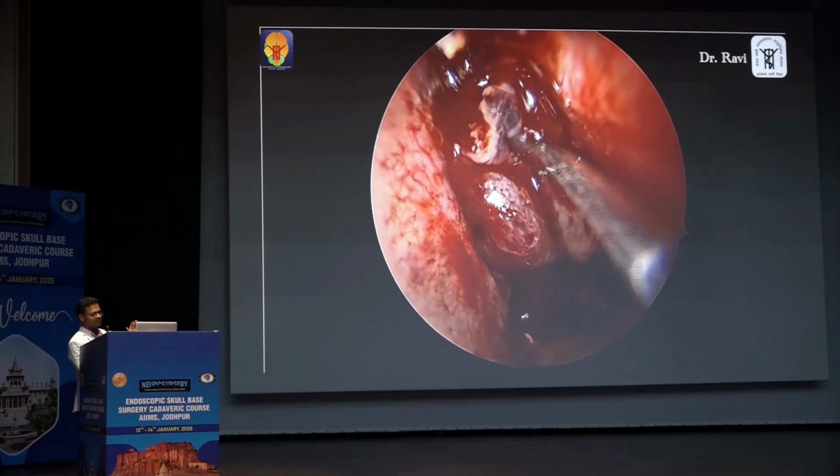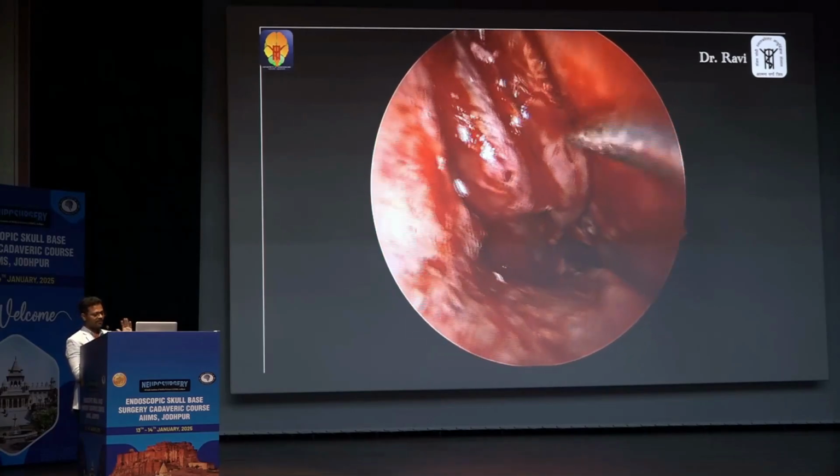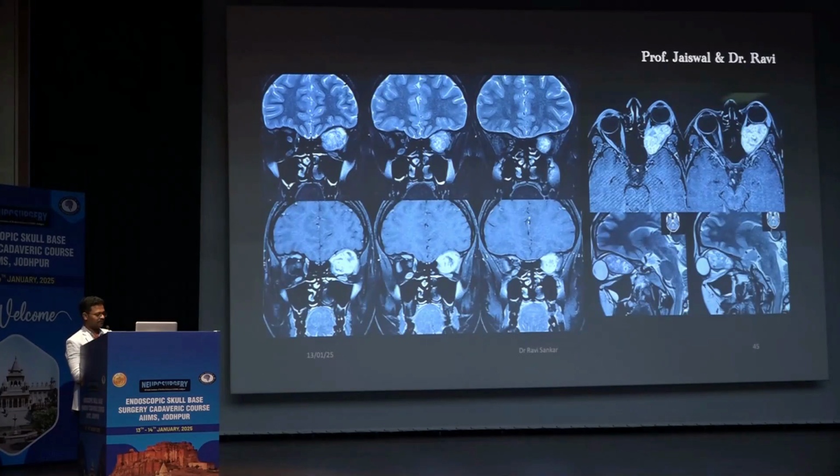In this case, most of the time we need to sacrifice the middle turbinate. So whenever we are planning for a sacrifice, we always attempt the middle turbinate flap harvesting. Another scenario where we will use the middle turbinate routinely is the intraorbital tumor.